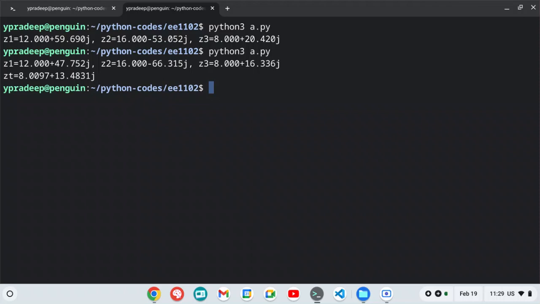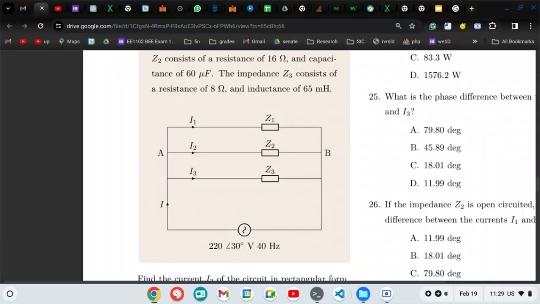The moment we have total impedance, what can we do? I can find the total current, because I know the total impedance. There are two different ways to find the total current in this example. Individually find I1, I2, I3, then add the currents. That is one method. Another method is find the total impedance and then find the total current by dividing the voltage, because the voltage is same for all. So let us define the voltage.